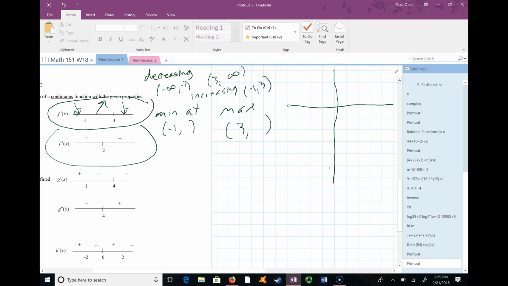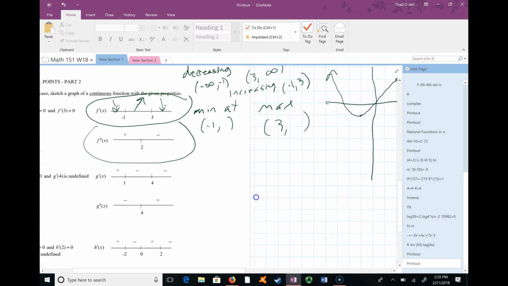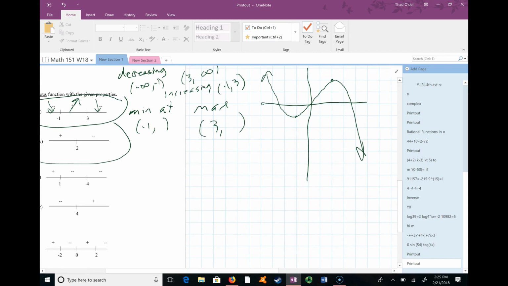If I'm supposed to draw a graph that looks like that, notice I don't know where the -1 and 3 are, so I'll put a little minimum at, say, -1 about there, and a maximum over here somewhere. I want to make sure that I'm decreasing, then increasing, then decreasing. That would fit that requirement. Now let's look at the second derivative. It tells me there's an inflection point at 2, and it's concave up before that and concave down after that. Whoops, I put that max at the wrong place, didn't I? It should have been at 3.